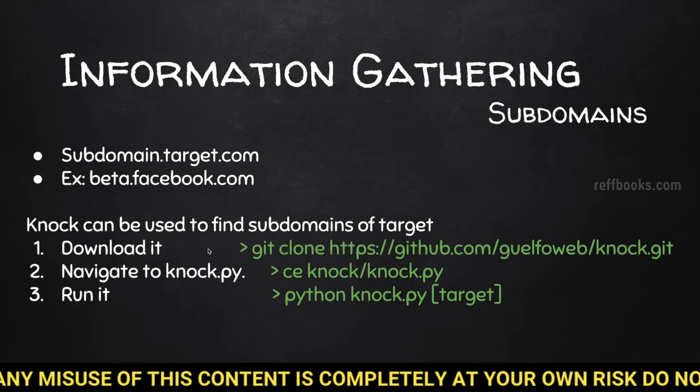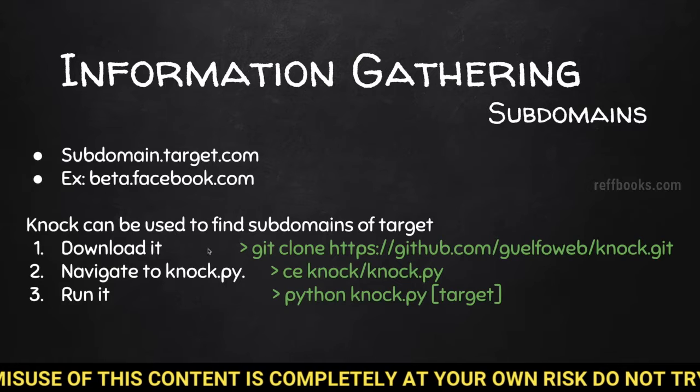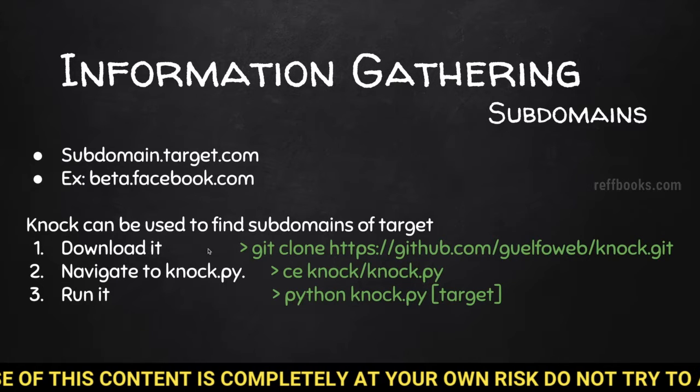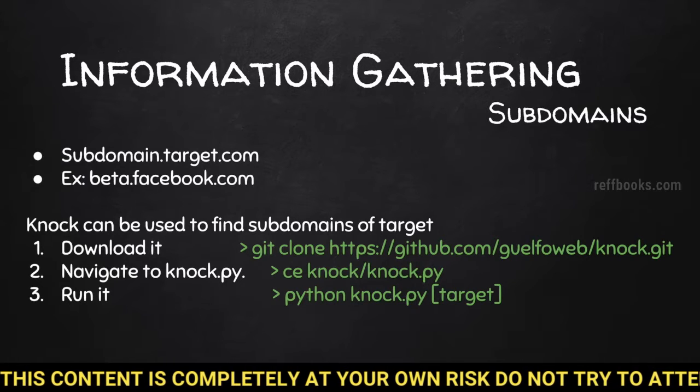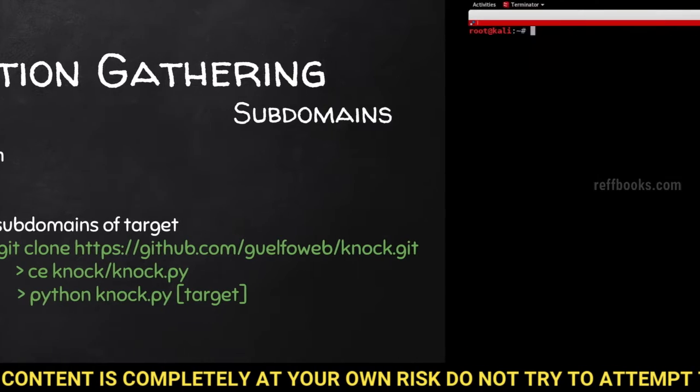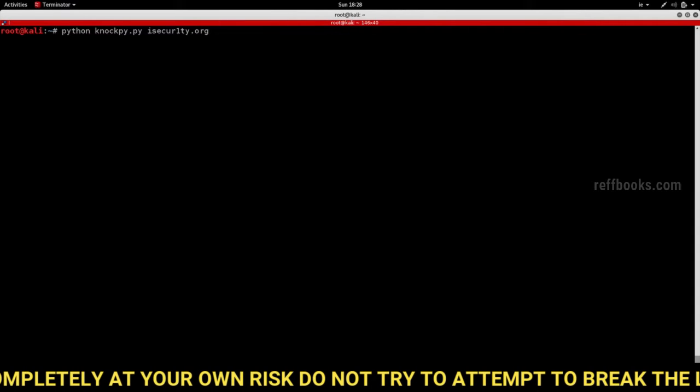So in today's lecture, we'll see how we can find any subdomains that have not been advertised, or even the advertised ones, so we'll be able to get subdomains of our target. We're going to use a tool called Knock. The tool is very simple. You don't really need to install it. All you have to do is download it using the git command.